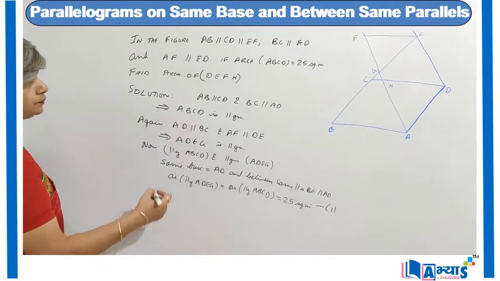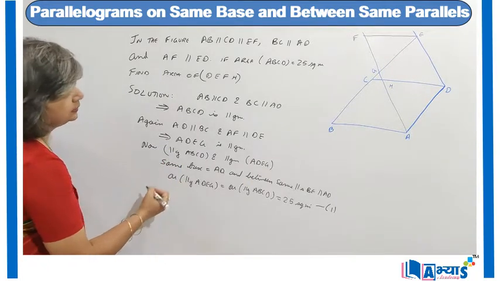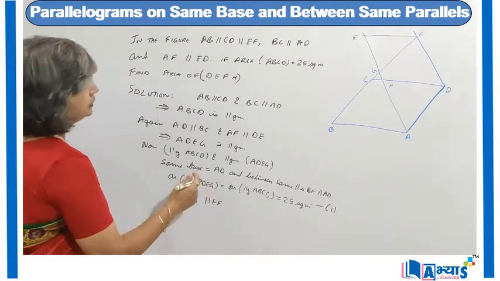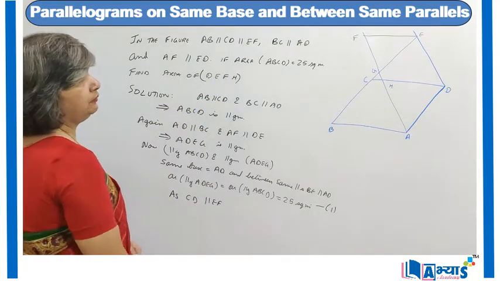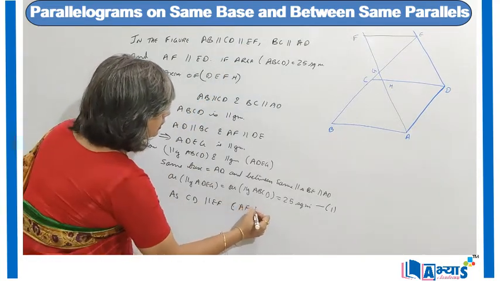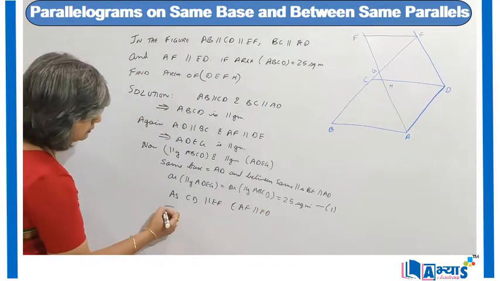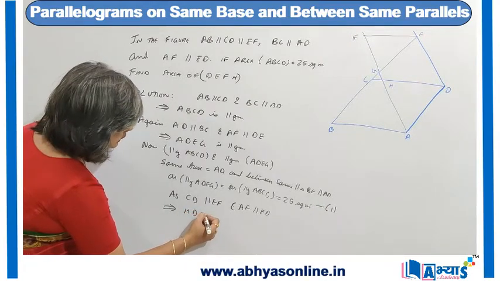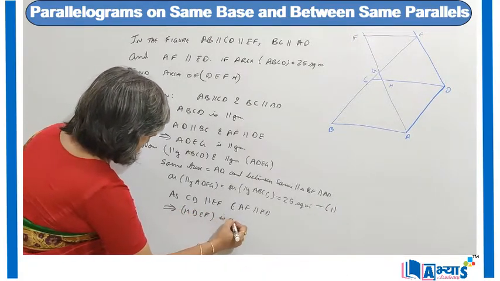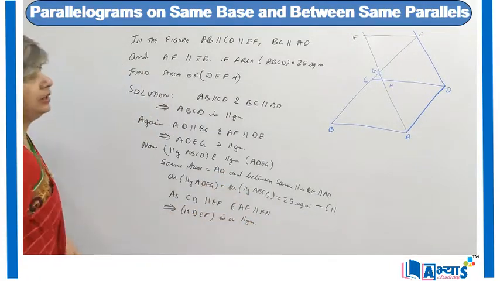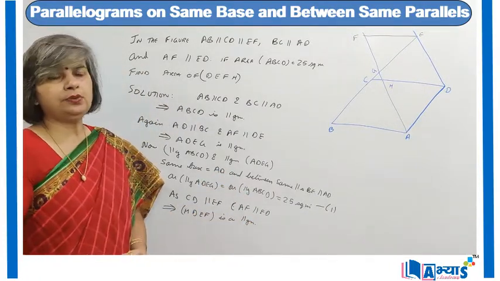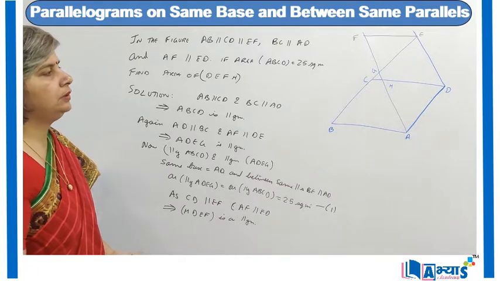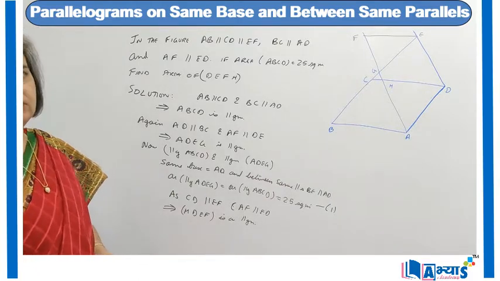Now we see that CD is parallel to EF, because we are given CD is parallel to EF, and we know that AF is parallel to ED. Therefore, this implies HDEF is a parallelogram, because in HDEF, HF is parallel to ED and DH is parallel to EF. So DHFE is a parallelogram.